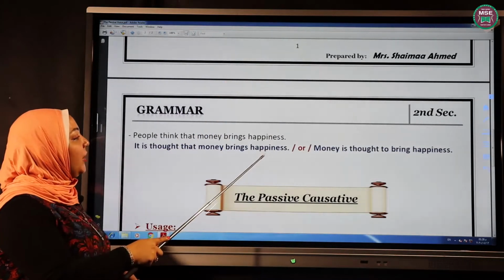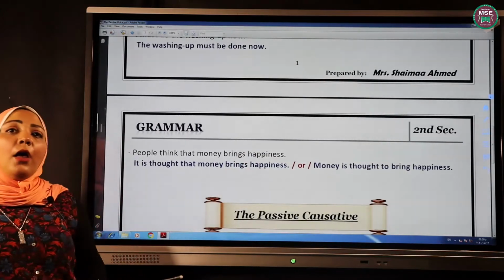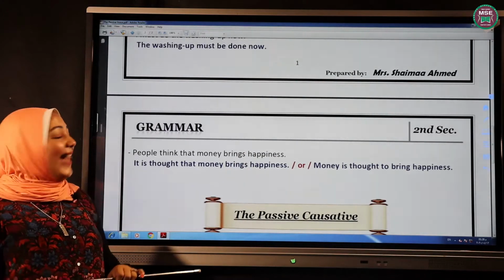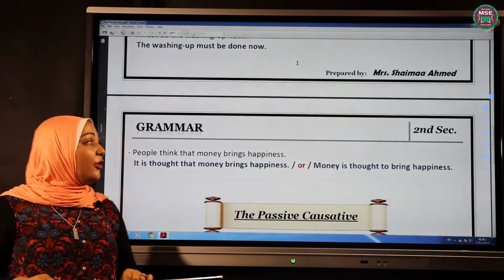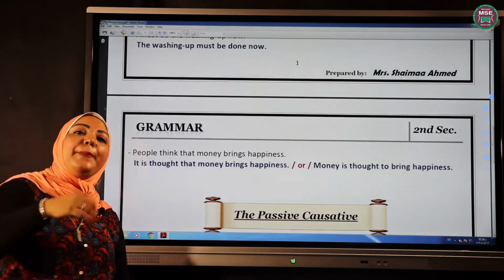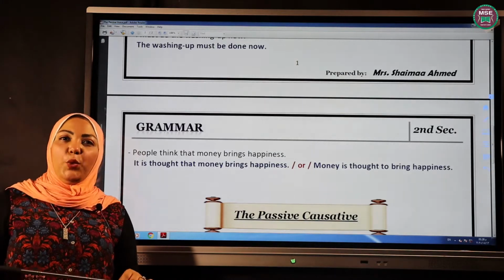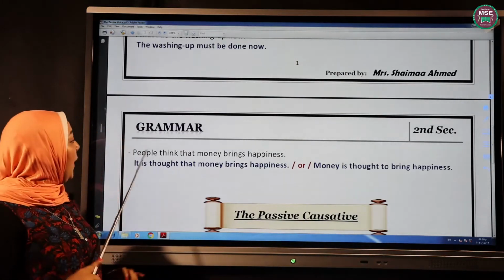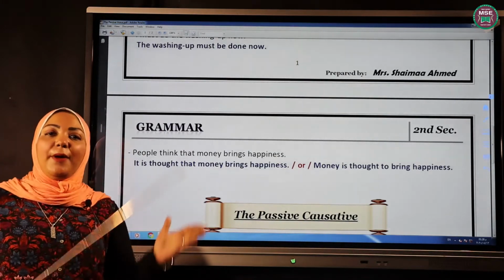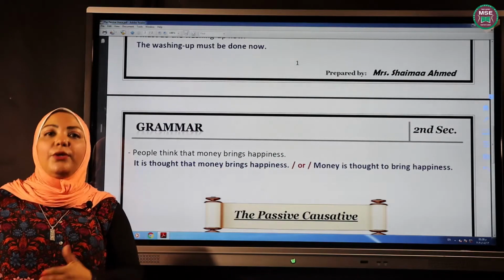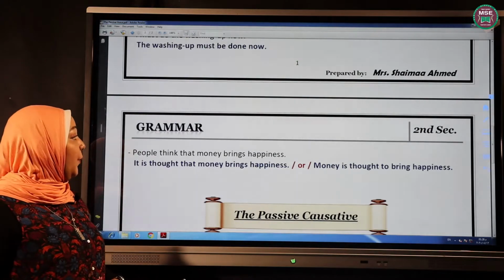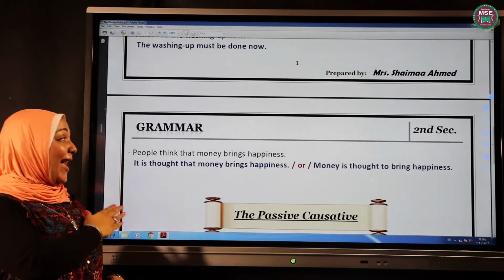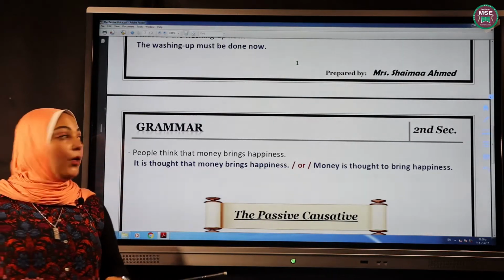Another example: people think that money brings happiness. Actually, this kind of sentence is called reporting passive. What does it mean by reporting passive? It means that people here give their opinion about something else, about a person or about a certain thing that is taking place. So, we want to change this active sentence into the passive.